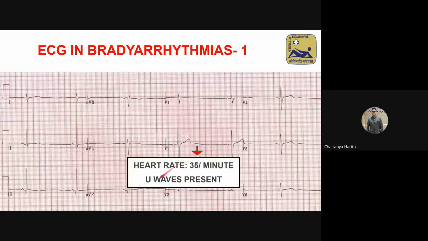Why sinus? Because every QRS is preceded by a P wave. So this is sinus bradycardia, which means your SA node is not functioning properly. It's producing cardiac stimuli at a slow rate. Best example is hypothyroidism, myxedema, heart rate low. SA node dysfunction due to dengue. This ECG is in fact somebody from dengue. Dengue causes SA nodal dysfunction, classically a low heart rate.